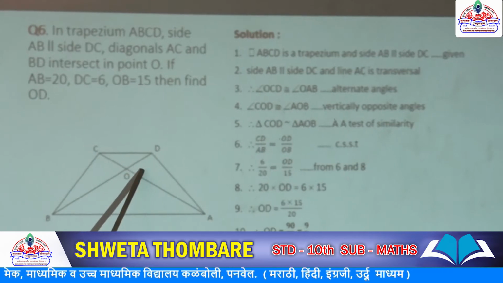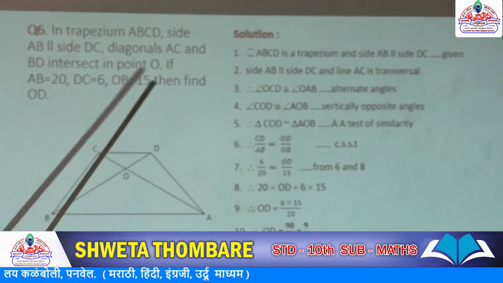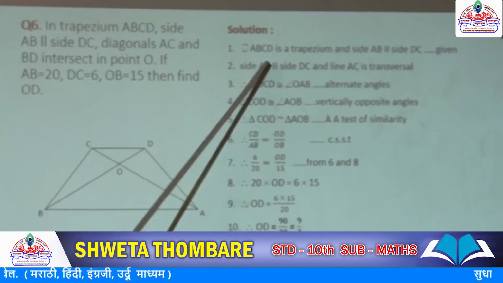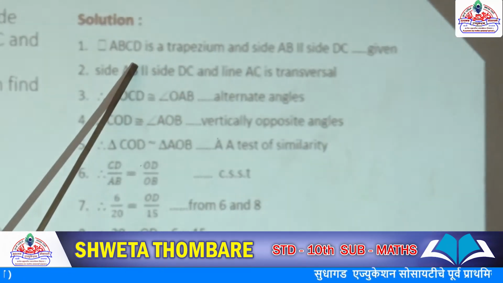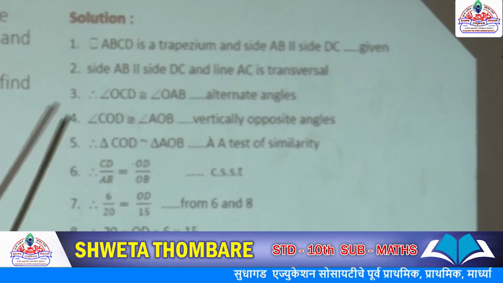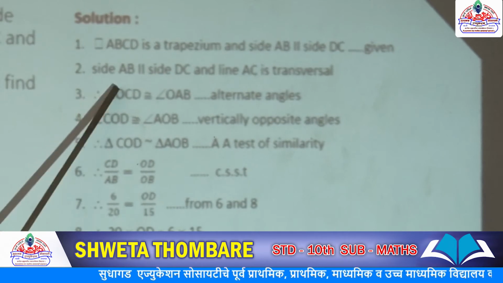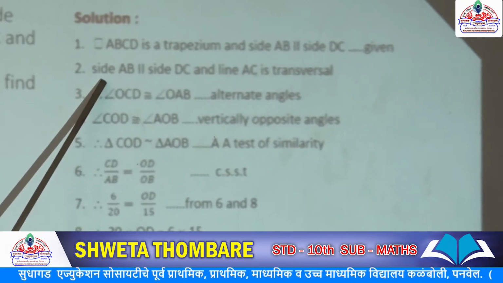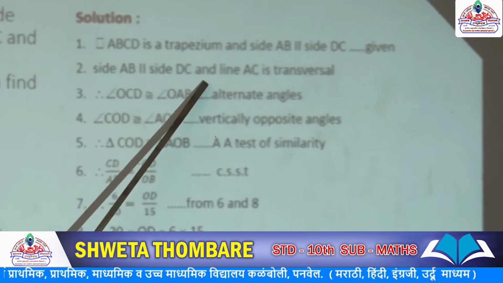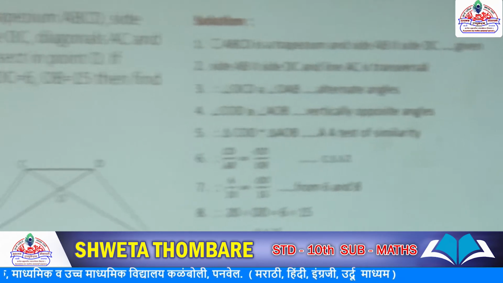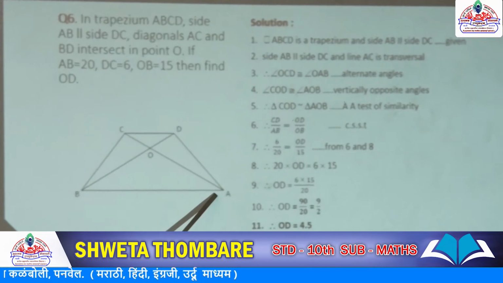To get the length of OD, we have to show these two triangles similar. Now let us start with the solution. Quadrilateral ABCD is a trapezium. Here side AB parallel to side DC, it is given to us. So we give the reason for this step as given. Now in the figure, AB is parallel to DC, and here we will take AC as a transversal.